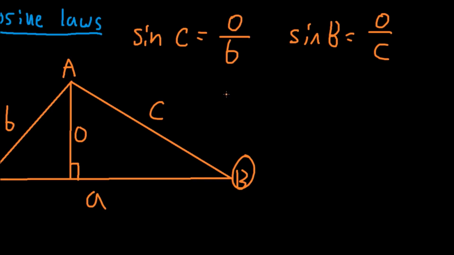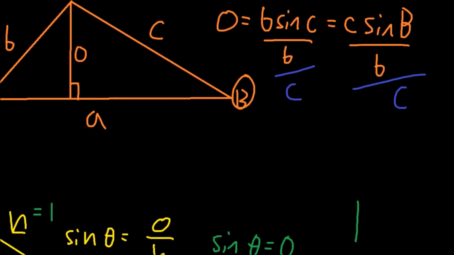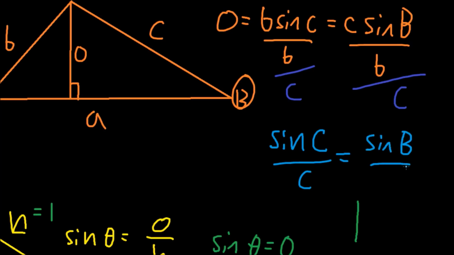But hey, if we rearrange this, O equals B times sine C equals C times sine B. Now, if we divide this side by B and this side by B, and we'll also do the same in another step, divide this side by C, divide this side by C, we'll reach the commonly referred to sine law, where sine of the angle C divided by its opposite side equals sine of the angle B divided by its opposite side. That right there is the sine law.